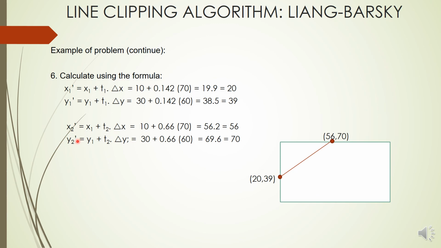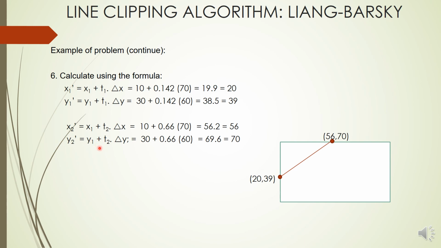And then we calculate y2 dash using this formula: y1 plus T2 multiplied by the delta y. Your y1 is 30, plus your T2, which is 0.66, multiplied by the delta y, which is 60. So you get 69.6, which you can round. You get 70 for your y2 dash.